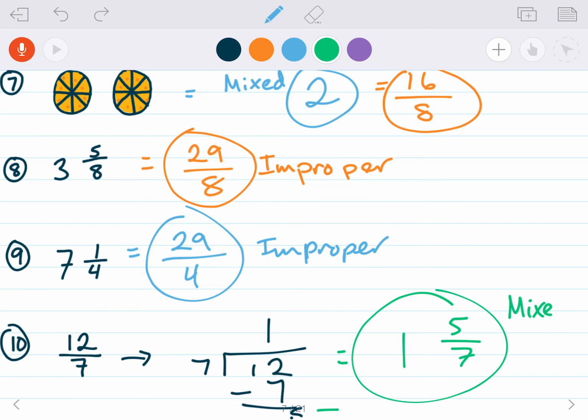And we can always check ourselves by going the other direction. So like if I take this guy and I say, well, what's 1 times 7 plus 5? That's 12. 12 over 7 is indeed my improper fraction here. So that's how you can check yourself there.